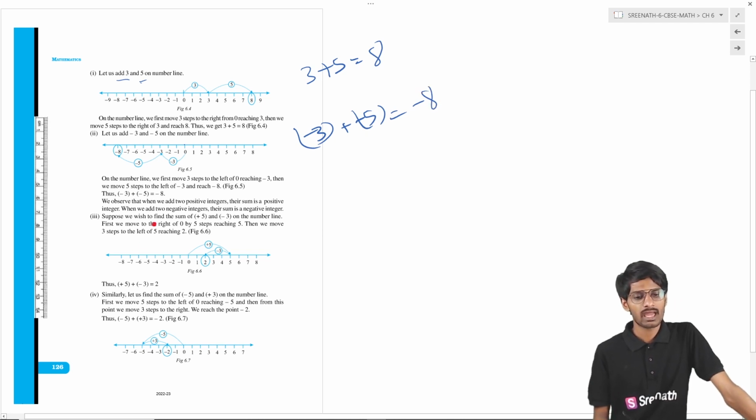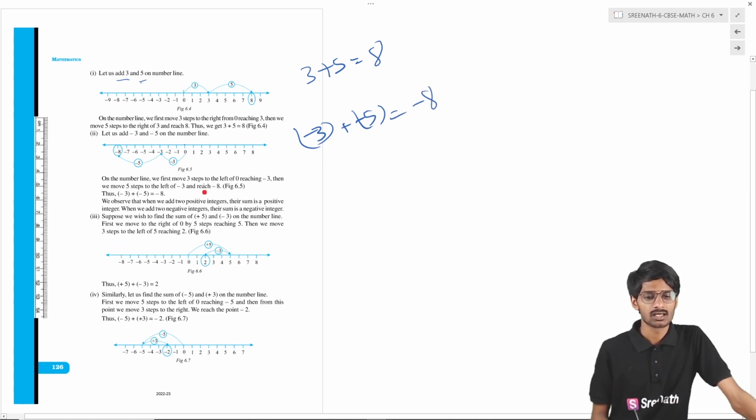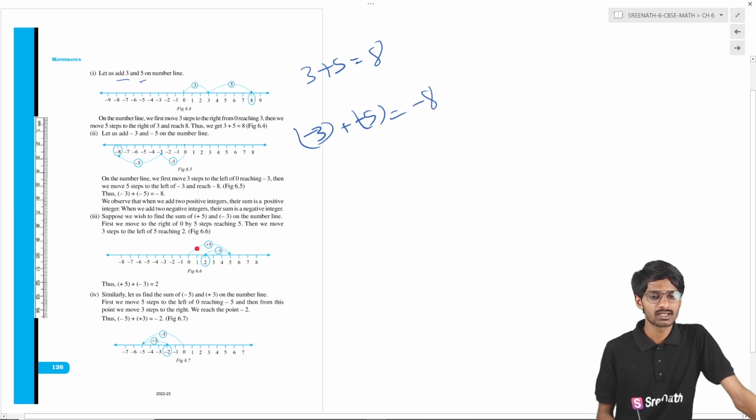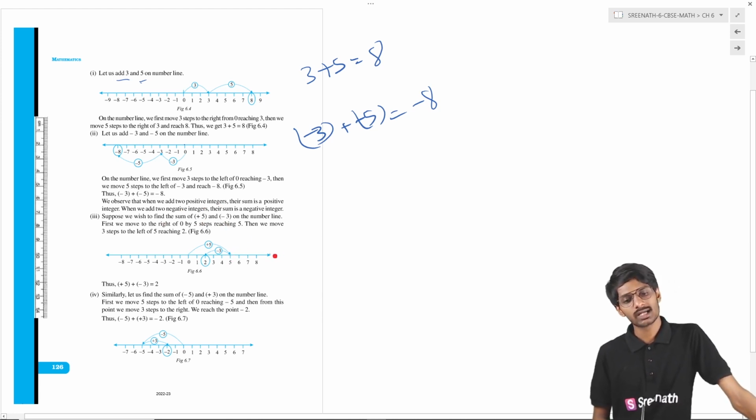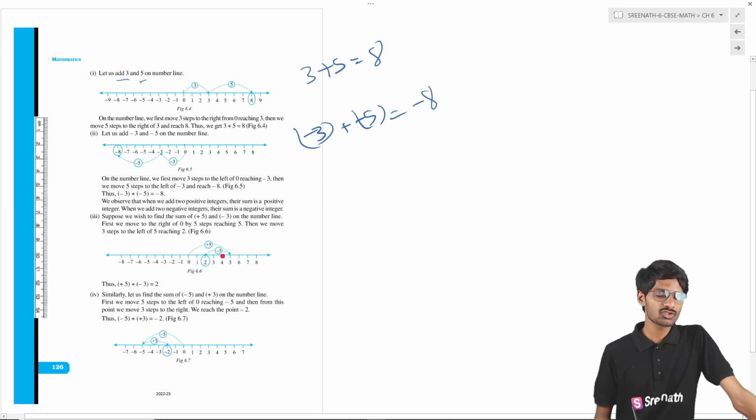Now if you are having one positive and one negative, suppose first this sum of plus 5 and minus 3 on the number line. First you have to move from the origin to plus 5, and then you have to move minus 3. Minus 3 means you have to move right side or left side? If you move right side, then it looks like plus 3, but here the scenario is different. So you have to move left side. When you come back 3 steps, you will get the result 2. So finally plus 5 plus minus 3 is giving the result of plus 2.